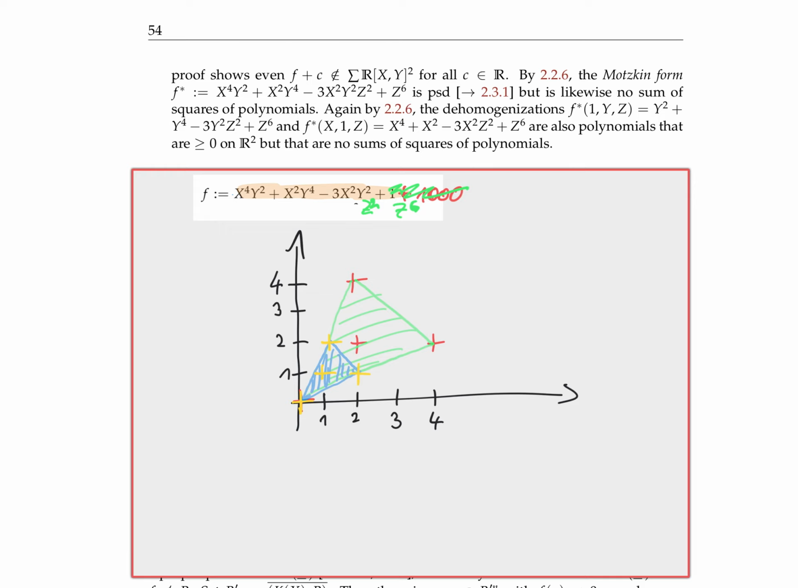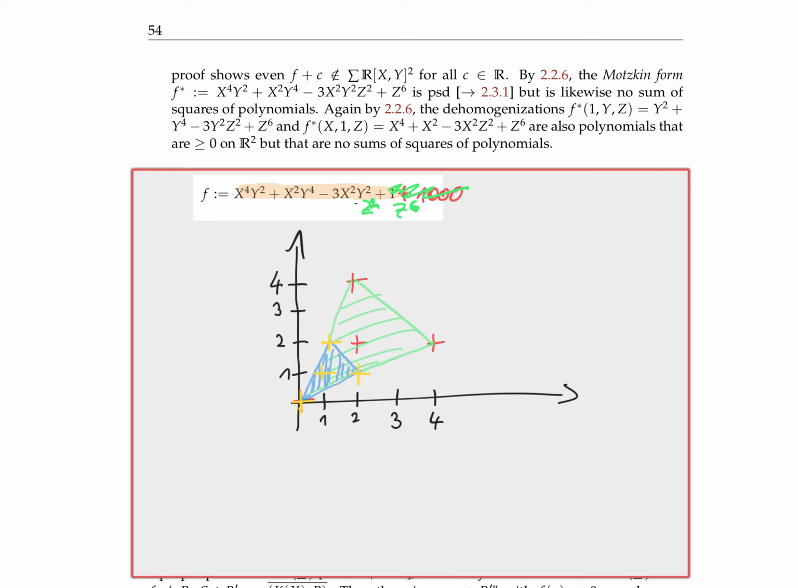But it's likewise no sum of squares of polynomials, because if it were, then its dehomogenization would also be a sum of squares of polynomials. For being non-negative or for being a sum of squares of polynomials, we saw it didn't matter if you take the homogeneous or the non-homogeneous version. So again, by 2.2.6 for dehomogenizations, now I can dehomogenize with respect to another variable, right? So now I dehomogenize that thing here, so I substitute x by 1.